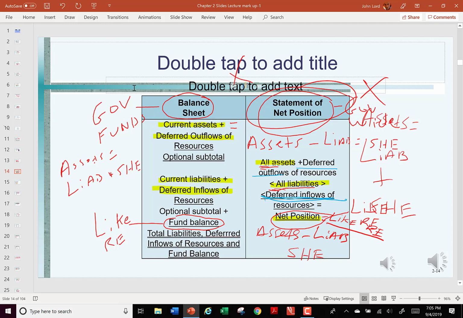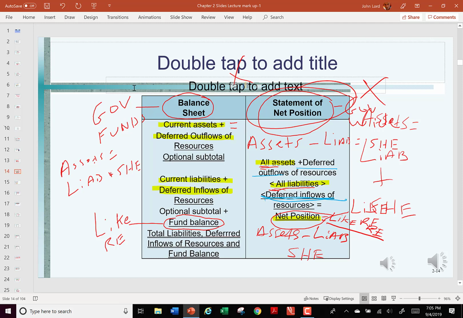I remember when you were in Accounting 100. Assets equal liabilities plus what? Stockholders' equity. Good. Is it true then that assets minus liabilities equals stockholders' equity? That's also true, isn't it?